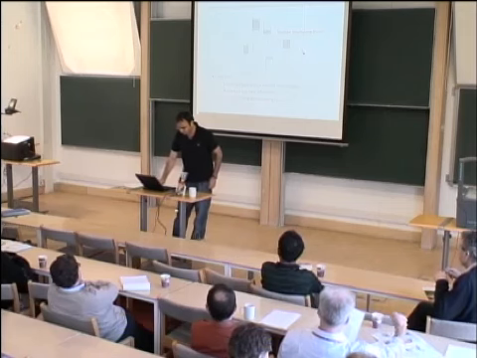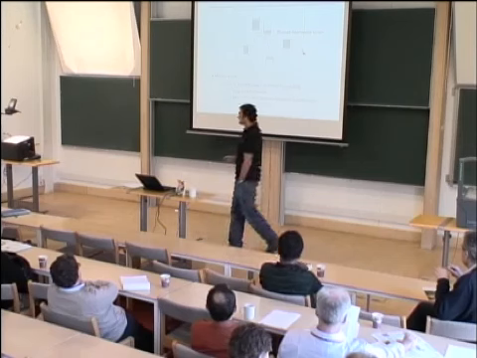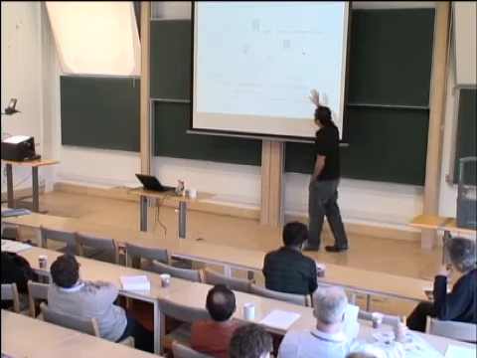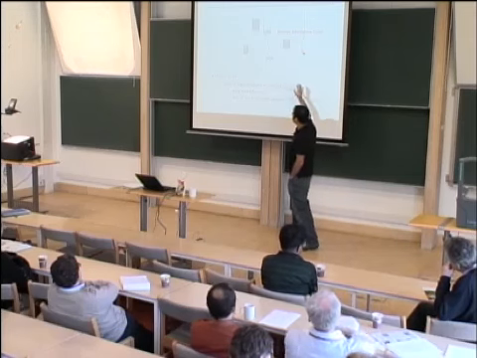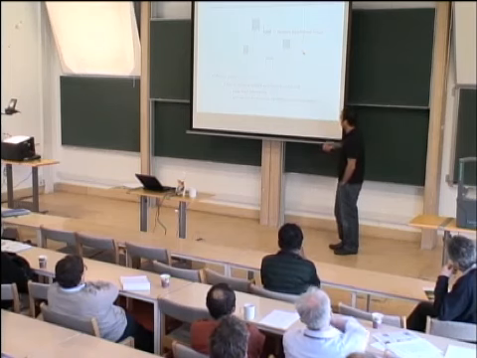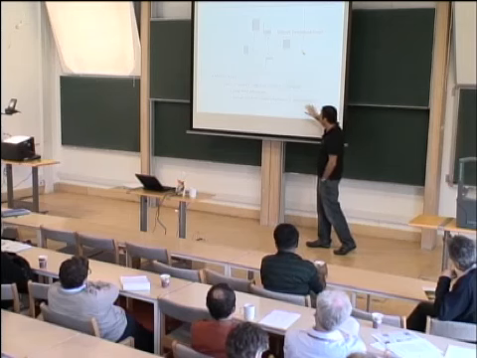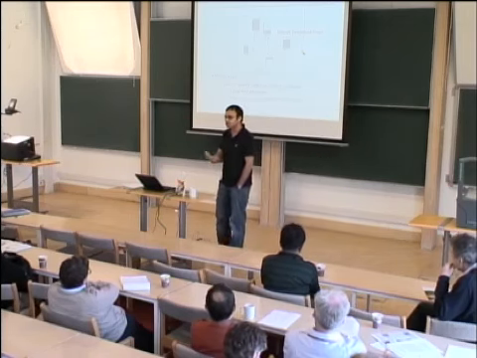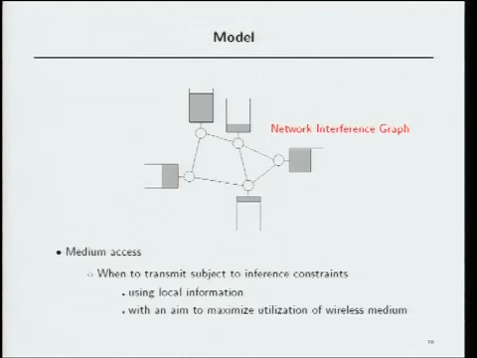Okay, so with this in mind, what we want is a simple medium access algorithm that decides what non-interfering nodes transmit at each point of time using local information. I'll quantify it as I go along, with the goal to maximize the utilization of wireless medium. Now, I'm saying utilization of wireless medium, so I ought to define what the resource is more precisely. So that's what I'm going to do next.